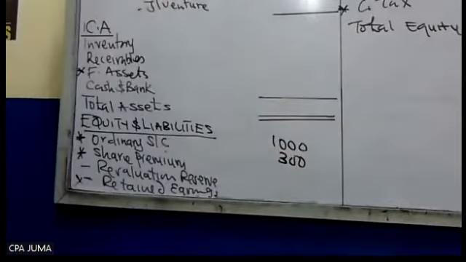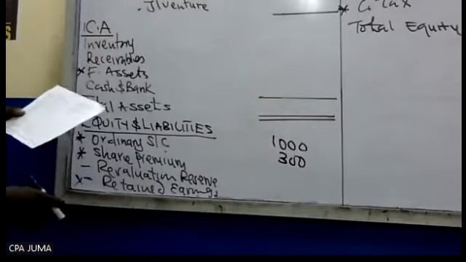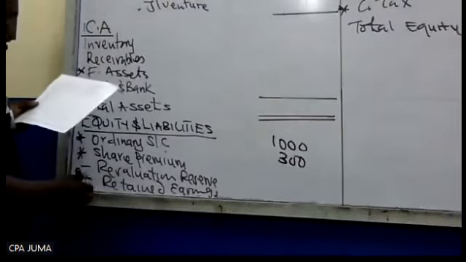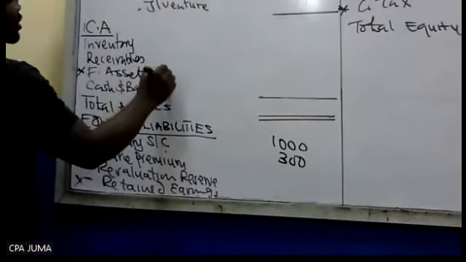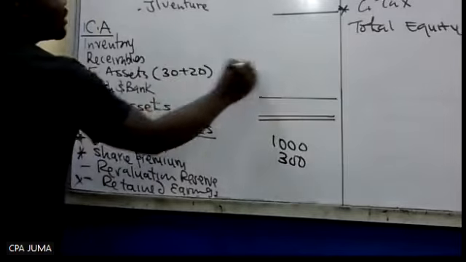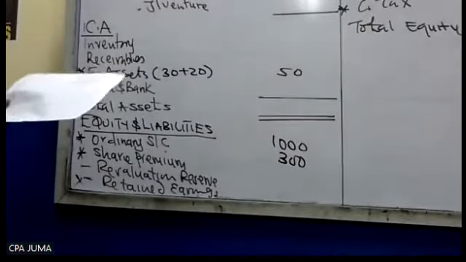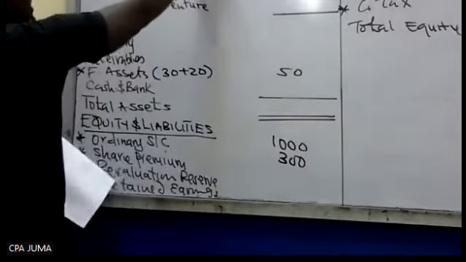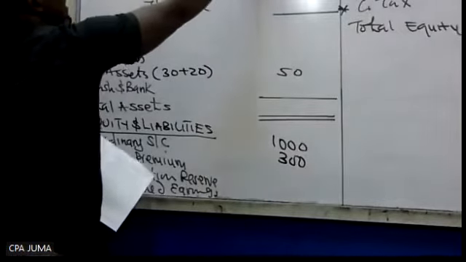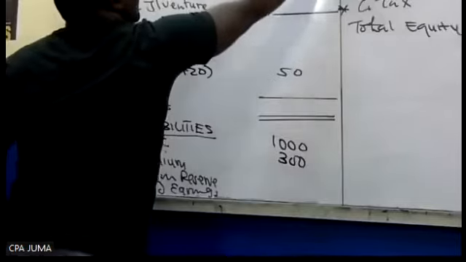300. Financial assets, there is nothing to adjust. Just add. What are we adding? 30 plus what? 30 plus 20? 50. You just be smart. Intangible assets, 200 plus 120. That is how much? 320.